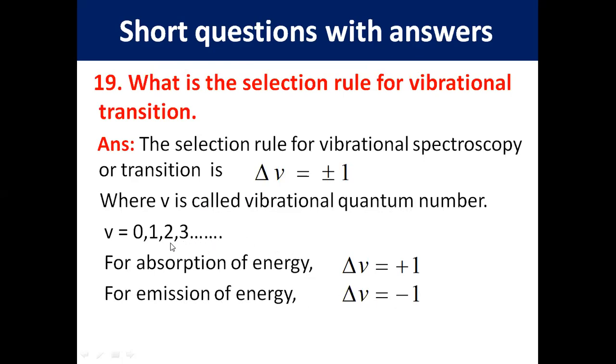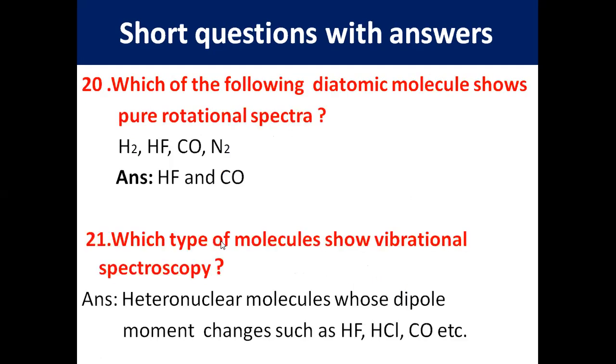So these molecules can transit from V equal to 1 to V equal to 2 by absorbing energy, or it can transit from V equal to 2 to V equal to 1 by emission of energy. So delta V can be plus 1 in case of absorption of energy, and delta V can be minus 1 in case of emission of energy.